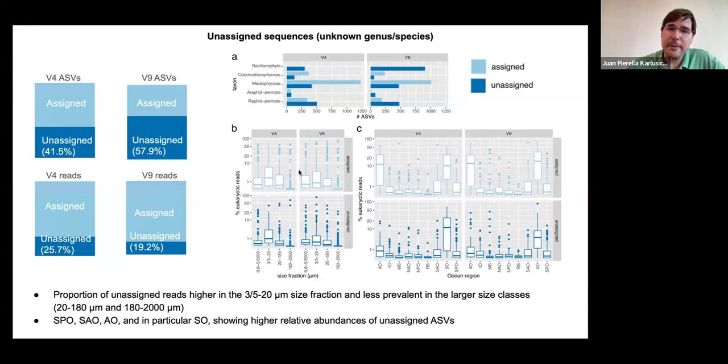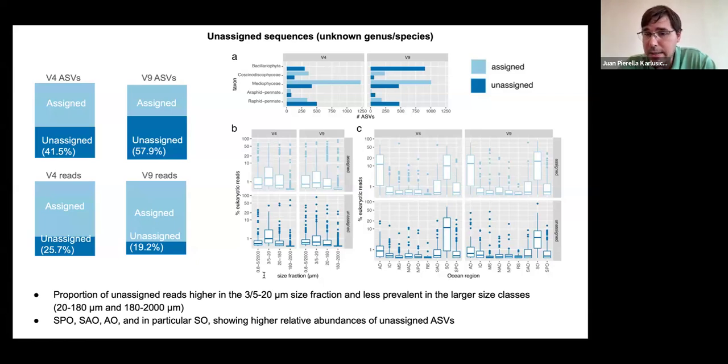Well, and then when we check the distribution of unassigned reads in the different size fractions, the higher levels are among the nanoplanktonic diatoms, I mean between 3 or 5 microns and 20 microns, which makes sense because more traditional studies based on detection by microscopy are more focused on larger size classes.